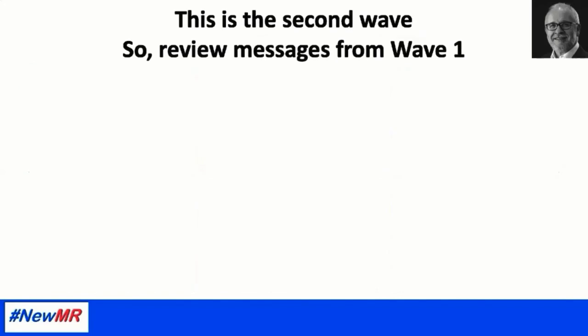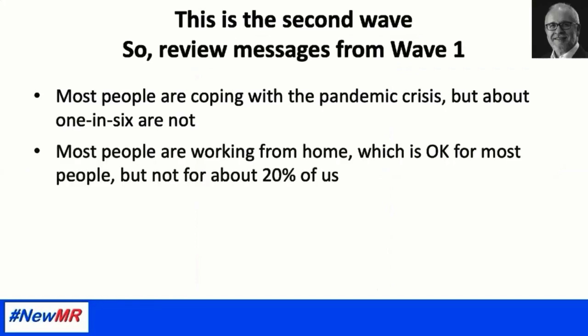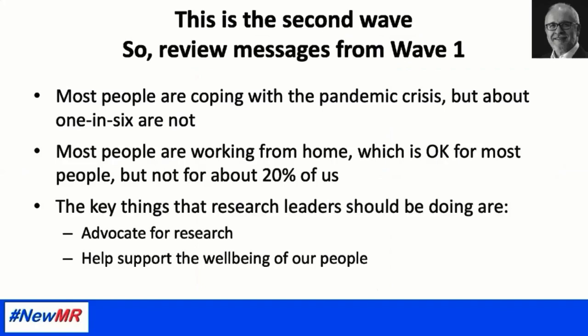The case study we're showing you is from the second wave of this study. As part of that background of information, we reviewed the messages from the first wave. And in the first wave, we found that most people are coping with the pandemic crisis, but about 1 in 6 are not. Most people are working from home, which is okay for most people, but not for about 20% of us. And the key things that our research leaders, the leaders of our organizations and our companies and our associations should be doing: advocate for research, help support the well-being of our people.